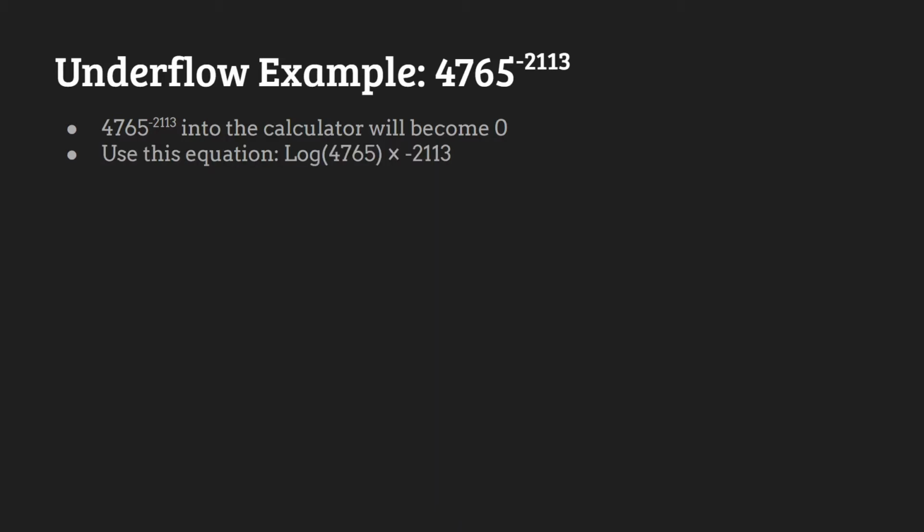So some uncommon questions you're going to have are underflow problems as well. This is just when the exponent is negative rather than positive. So 4,765 to the negative 2,113 into the calculator will become 0, simply underflow. So we're going to use the same equation: log of 4,765, our whole number, times our exponent, negative 2,113.